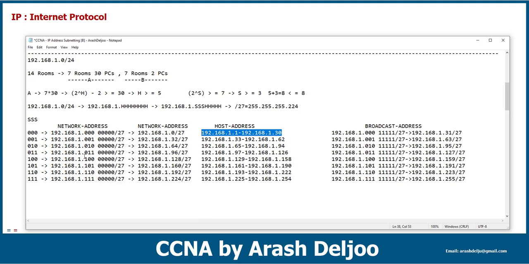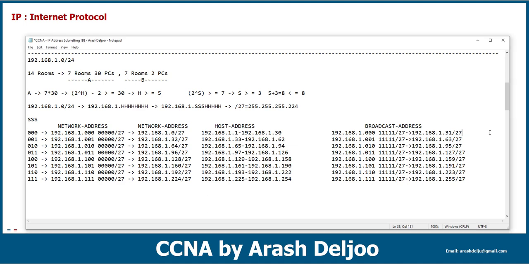But as you know, here we have 8 networks, but we need only 7 networks. You know that we need 7 rooms. In each room, we have 30 PCs. Okay, here we have 8 ranges. In each room we have, for example, 30 PCs.